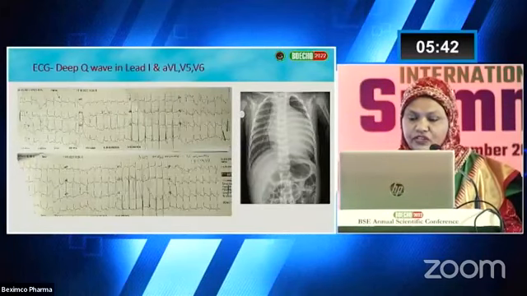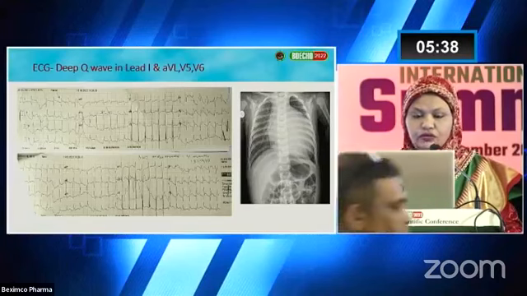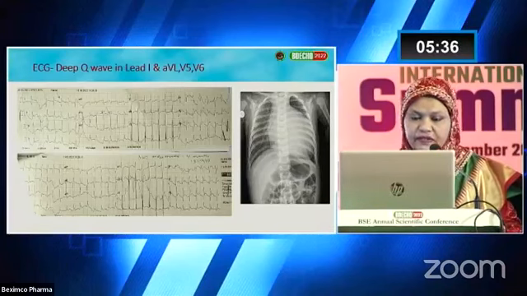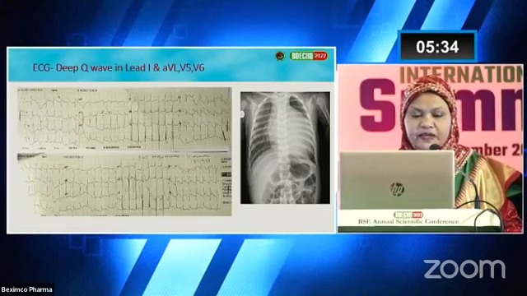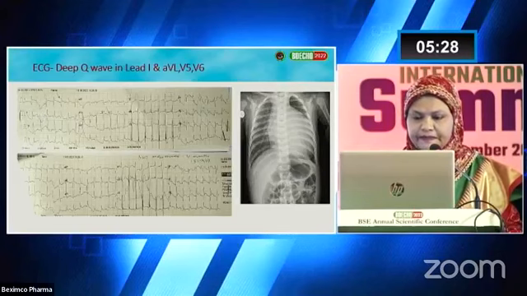His X-ray showed cardiomegaly, and ECG showed normal sinus rhythm and normal axis, but there is a deep Q wave in the anterolateral leads, that is lead 1, AVL, V5 and V6.